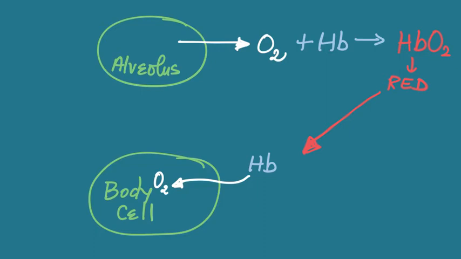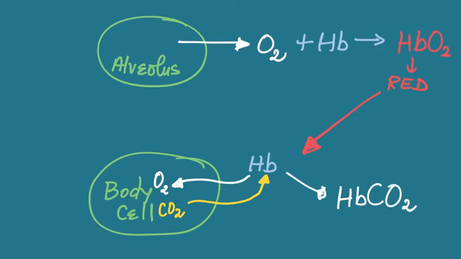In the body cell, the carbon dioxide that's released from cellular respiration comes out of the body cell, and it combines with hemoglobin, and the hemoglobin becomes carbaminohemoglobin. So hemoglobin has the ability to bind both oxygen and carbon dioxide. It only binds with carbon dioxide after it has dropped off the oxygen.